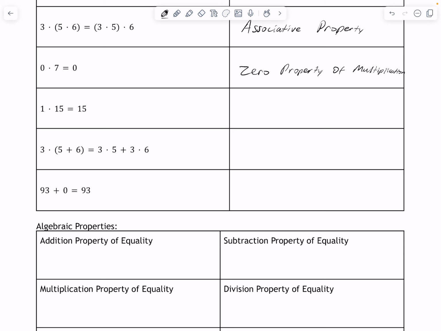1 times 15 equals 15. There's kind of 2 ways to answer this. You can say this is the identity property of multiplication, or the multiplicative identity. Or again, like I said, you can say the identity property of multiplication. All right, and then this next one here, we did actually in one of our justification steps on the previous question. That's distribution, so that's the distributive property.